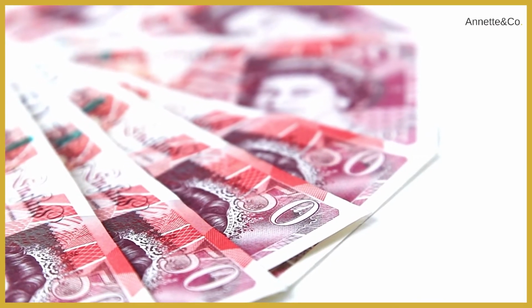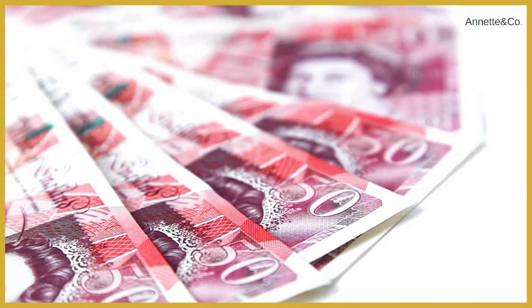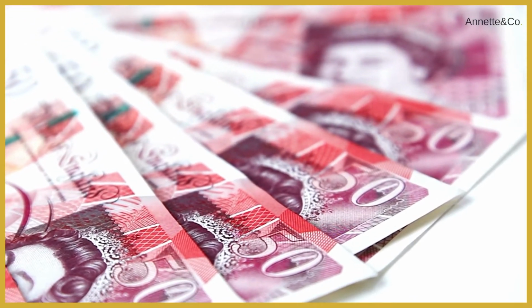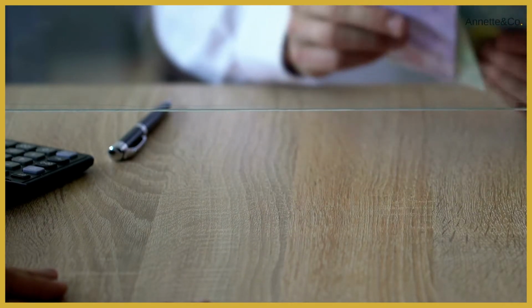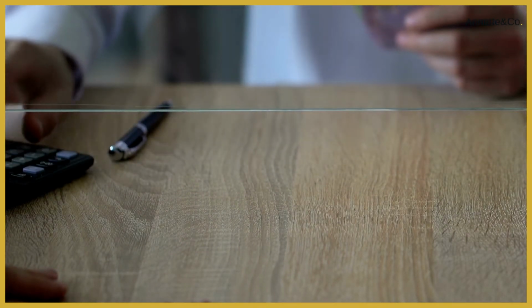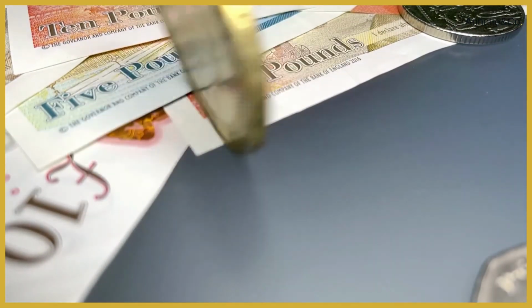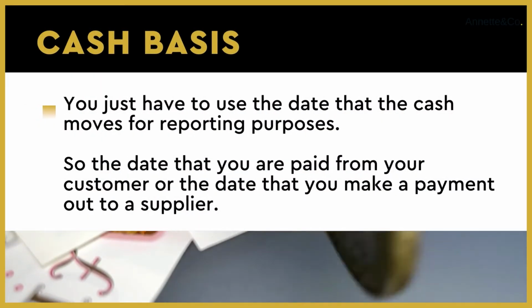Now, the other basis is a cash basis. If your business has a revenue of under £150,000 a year, then you can use the cash basis of accounting for your tax returns. On the cash basis, it's a lot more simple because you just have to use the date that the cash moves for reporting purposes. So the date that you are paid from your customer or the date that you make a payment out to a supplier. So if you can, given your annual turnover level, then I would highly recommend just going with a cash basis.